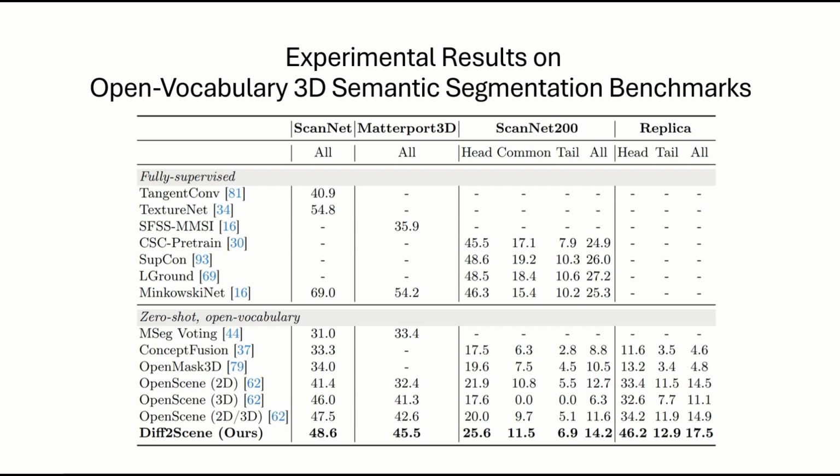For the experimental results, we evaluate our model on common 3D semantic segmentation benchmarks, including ScanNet, Matterport3D, ScanNet200, and Replica. We observe that our model outperforms previous methods, which use the CLIP model as a feature backbone. Besides, while there is still a large domain gap between the fully supervised and open vocabulary models, we observe that the performance gap for tail categories has been largely reduced.